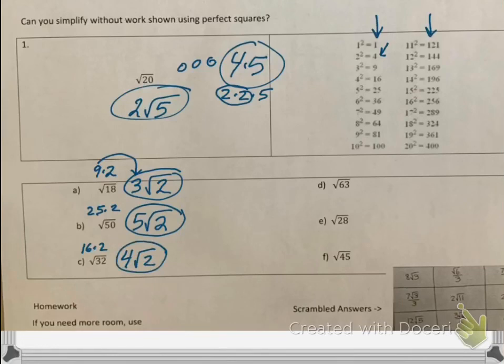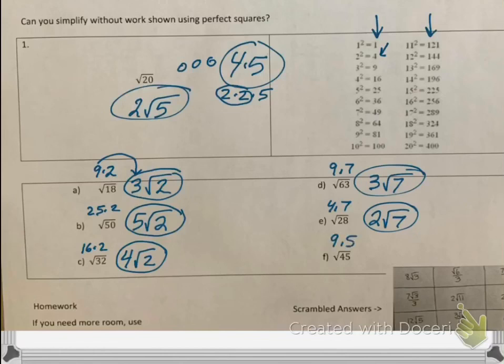63. The largest perfect square would be 9, because 9 times 7 gives you 63. So the square root of 9 is 3, and then 7 is left on the inside. The square root of 28. For 28, the largest perfect square would be 4. So 4 times 7, so the square root of 4 is 2, and then the other factor is 7. It stays on the inside. Lastly, for 45, 9 times 5. 9 is our perfect square, and the square root of 9 is 3, and then 5 stays on the inside.